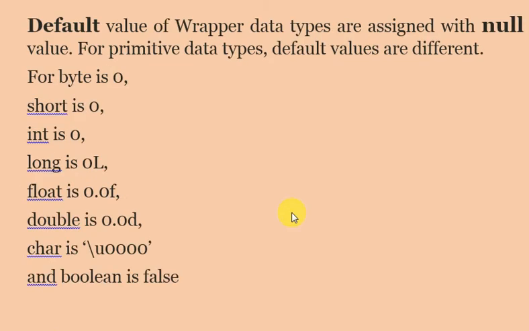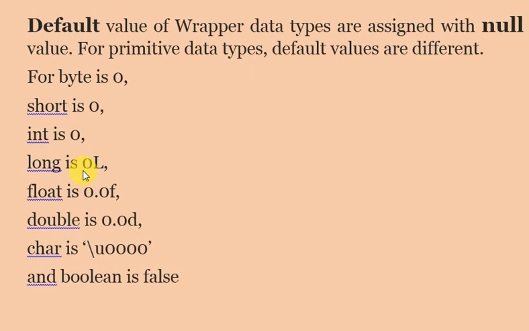Another difference is the default value of a wrapper data type is always null. So they are nullable. Their default value is null. But for primitive data types, default values are different. For every primitive data type, the default value is different. For example, for byte it is 0, for int it is 0, but for double it is 0.0, and for boolean it is false, and you can see lots of other default values.